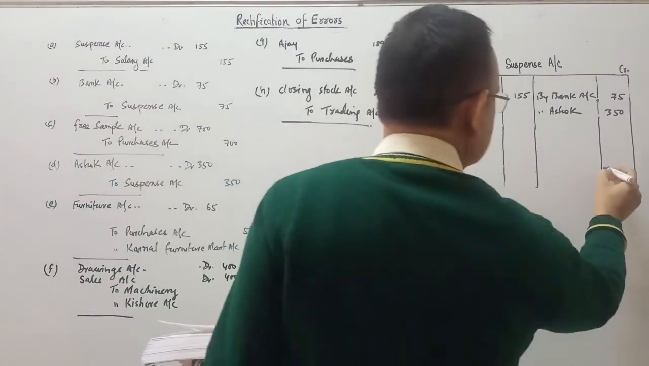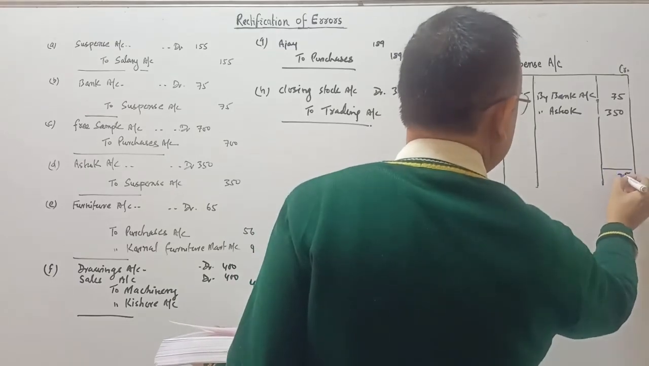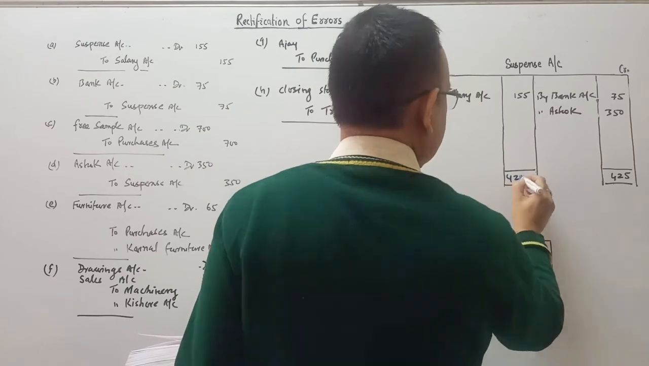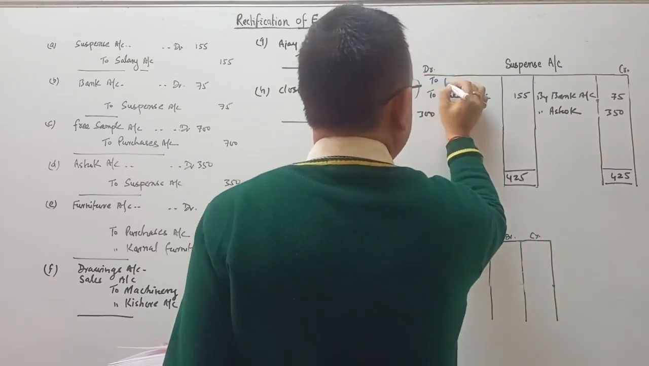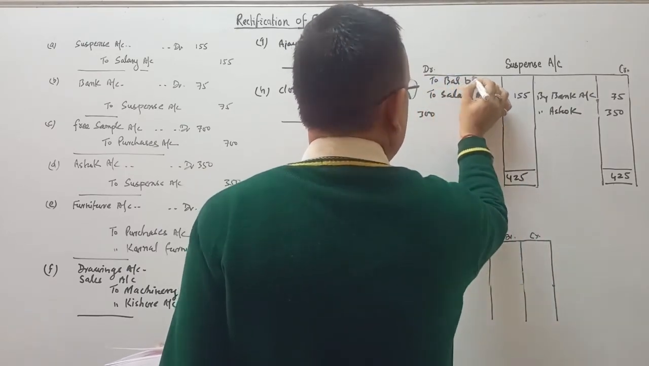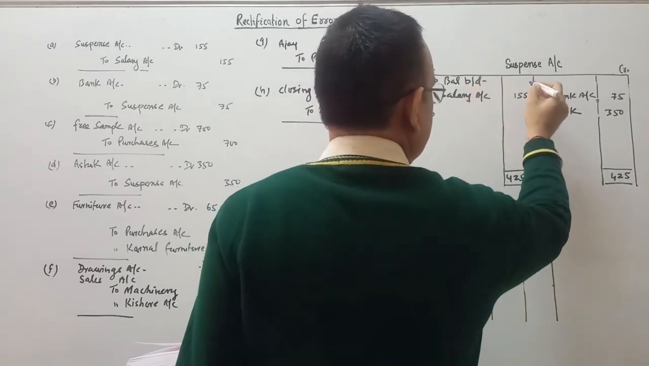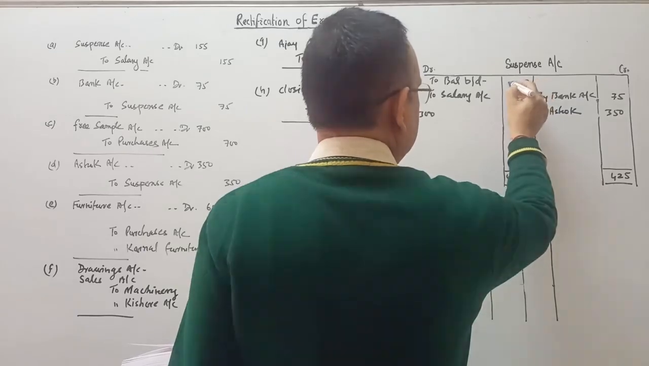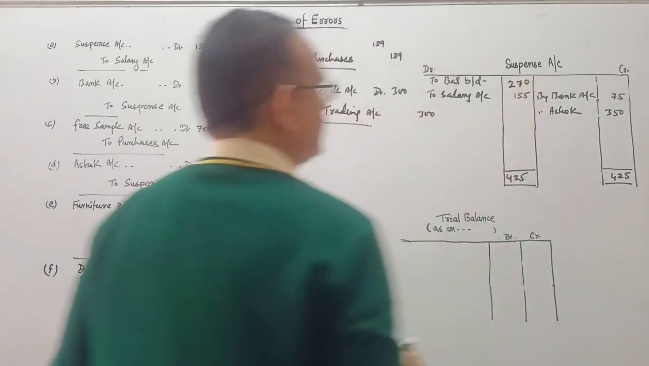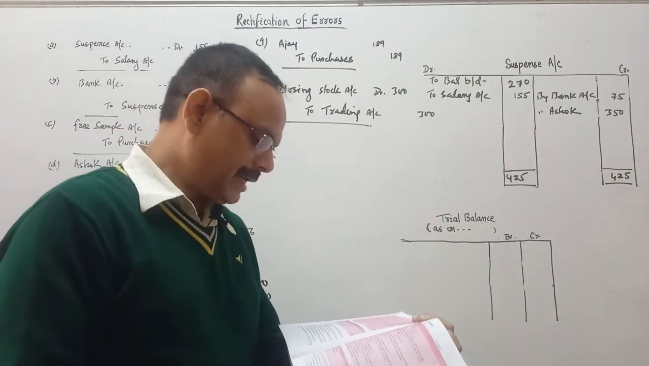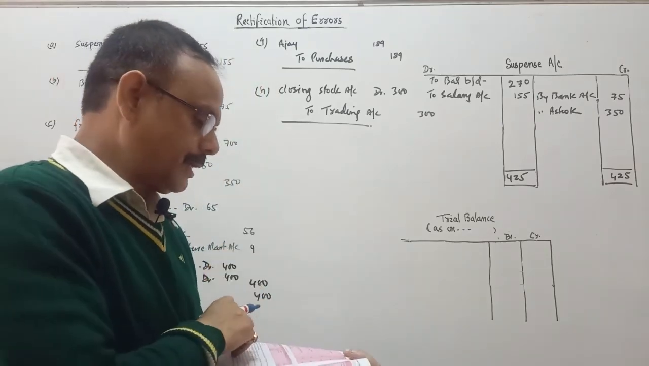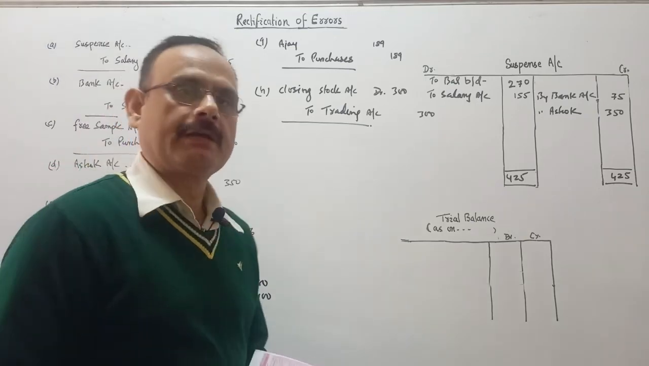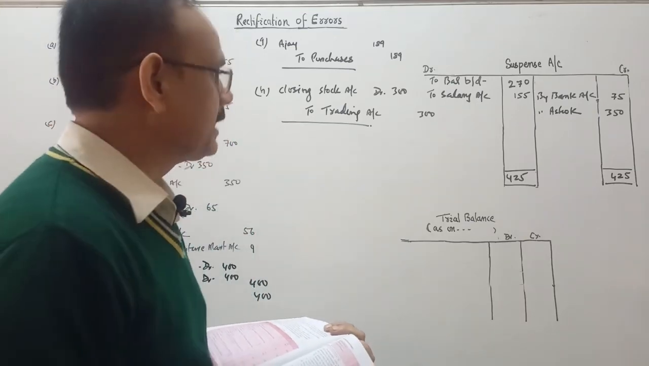So the credit side total is more, 425. So the difference will indicate the balance brought down. Suspense account has a debit balance of 270. The suspense account balance which was given at the top of the question, rupees 270. Now we come to know that the suspense account has a debit balance of rupees 270.